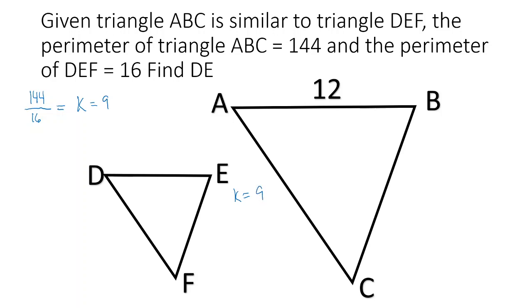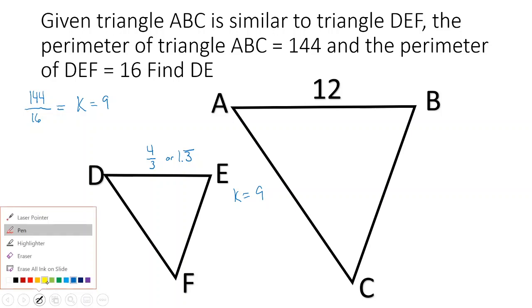So it says 12 is to BE. So we're going to divide by 9. We'll take 12 and divide by 9 to get 1 1/3, or 4 over 3. Or, again, 1 and 0.33333 repeating.